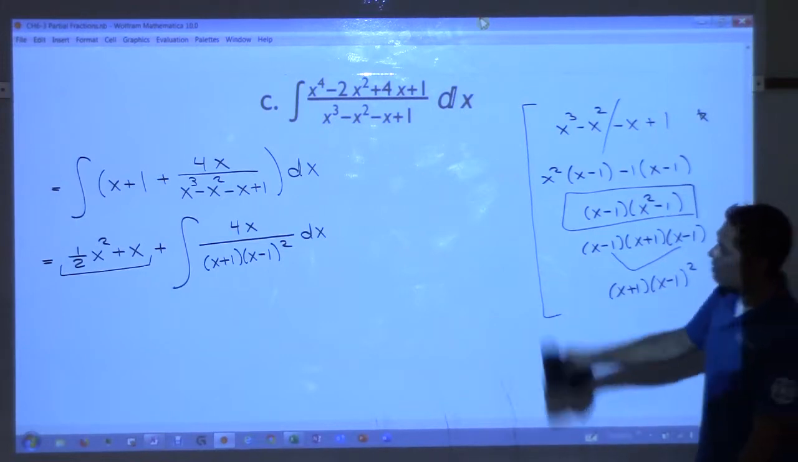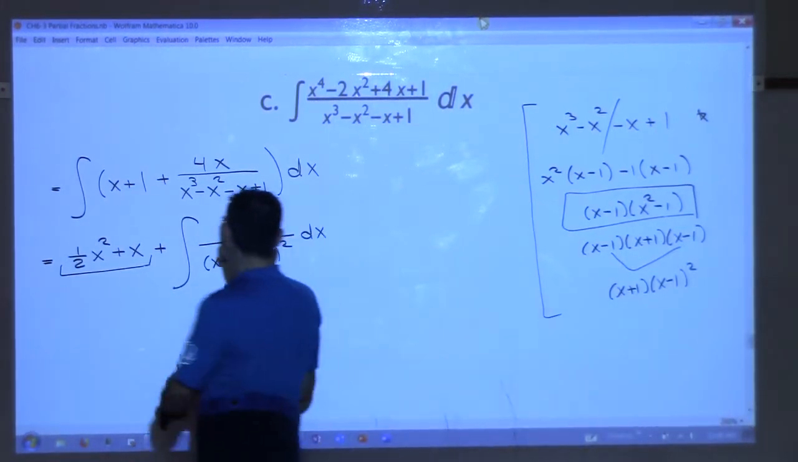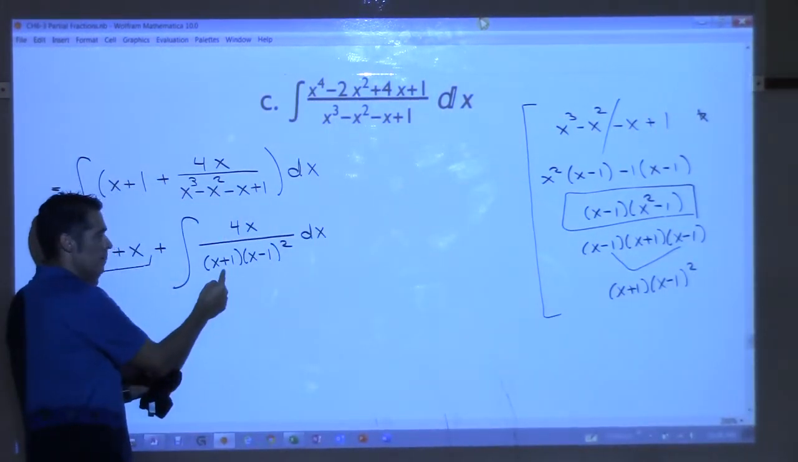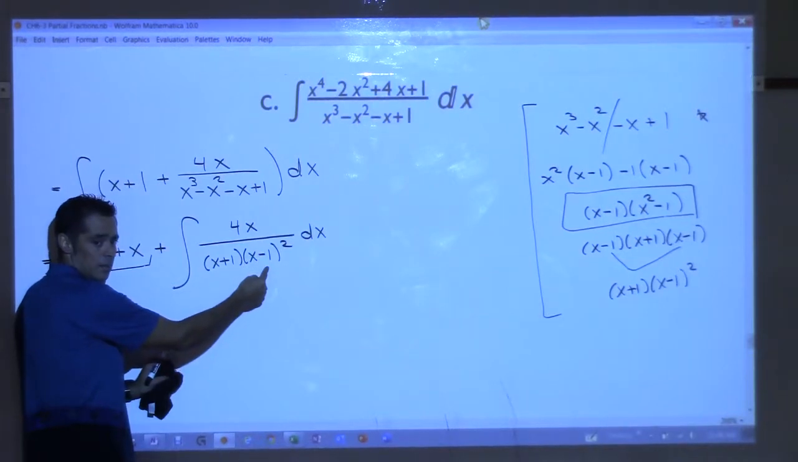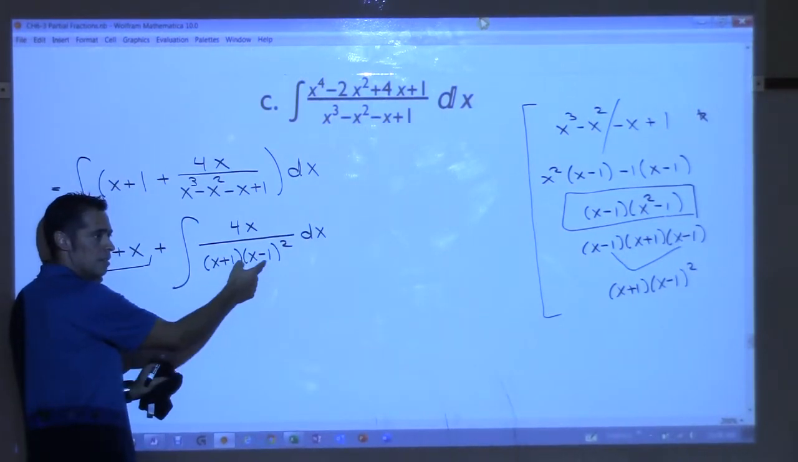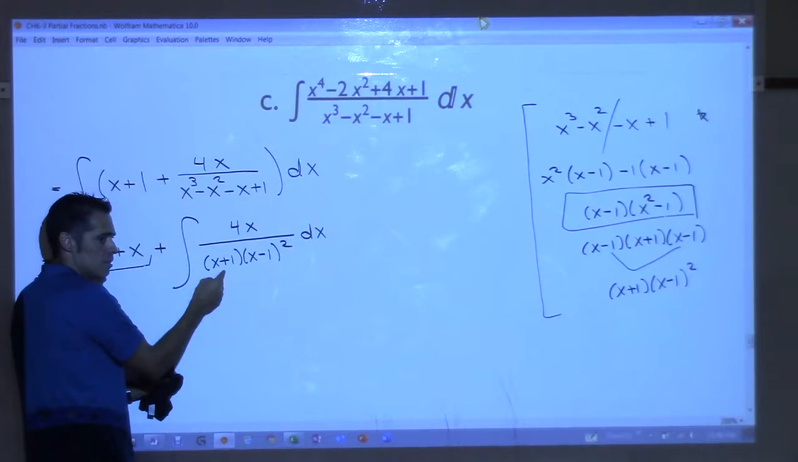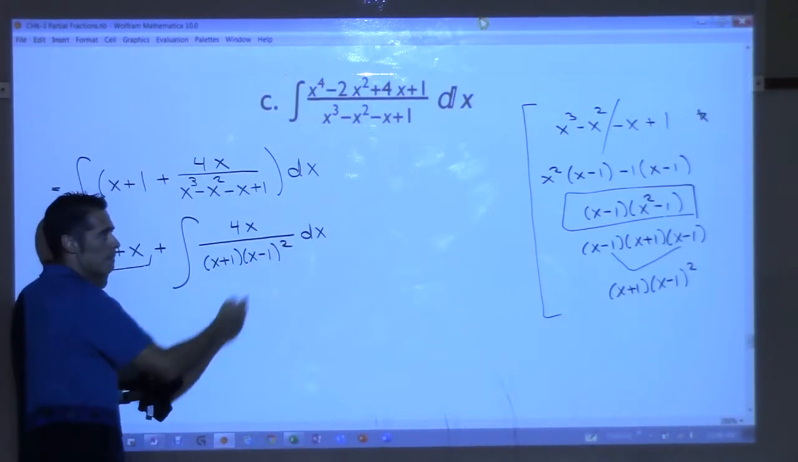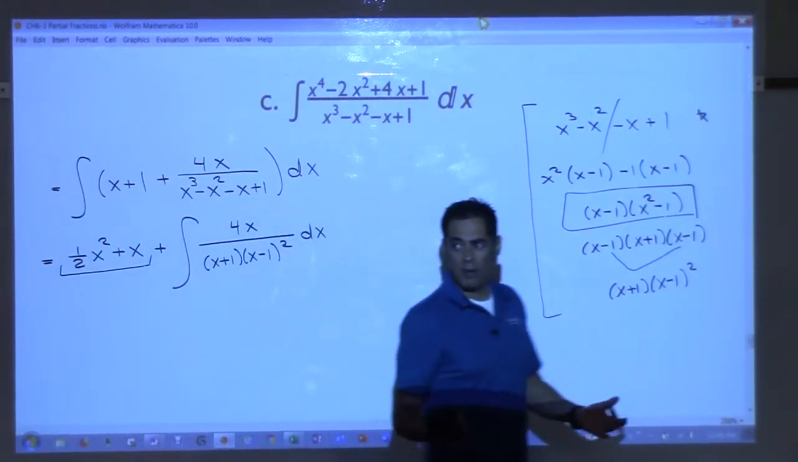All right, now we come back over here. I'm going to have a linear factor, and a repeated linear factor. Distinct linear factors, one of them's just this one, the other one's repeated. So I'm ready to start the partial fraction decomposition.